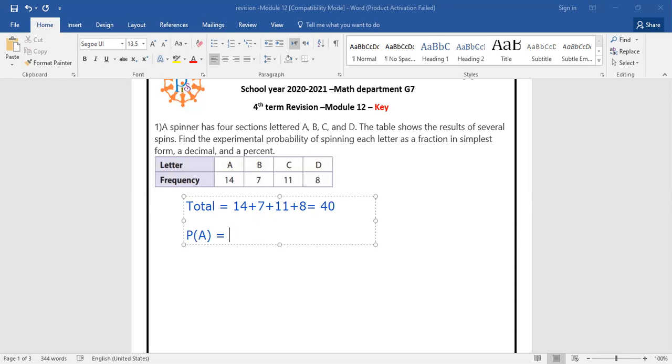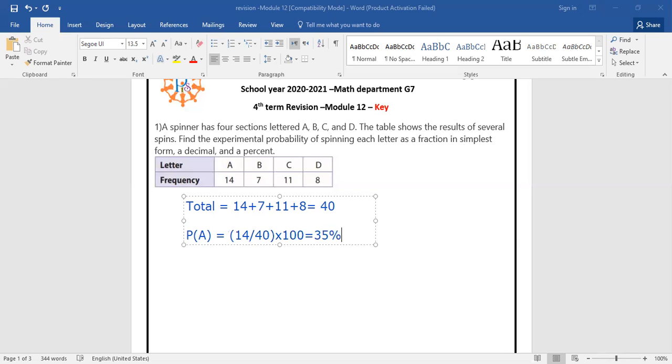Multiply by 100. Then if I use 14 times 100, it will give us 35%? No. So we have to do what we said. What is the frequency for letter A? How many times did you see A? 14. And what was the total? 40. 14 over 40, multiply by 100. So the answer, like Adam said, will be 35%.